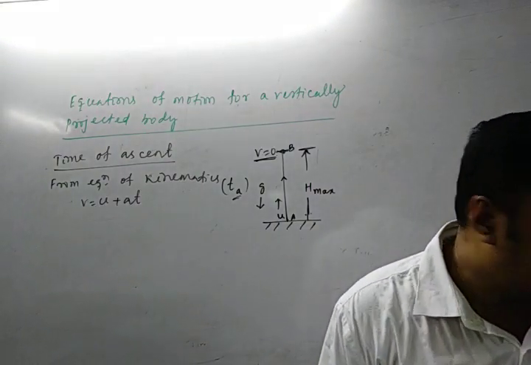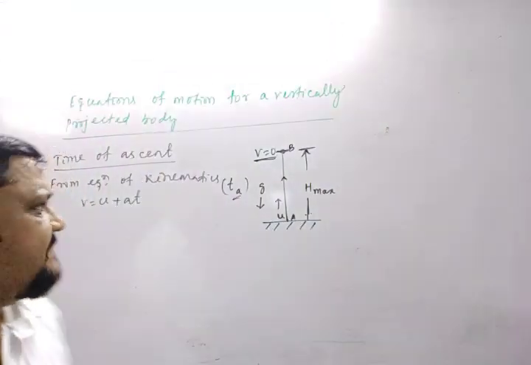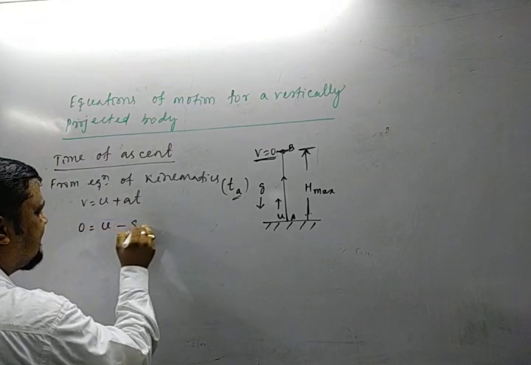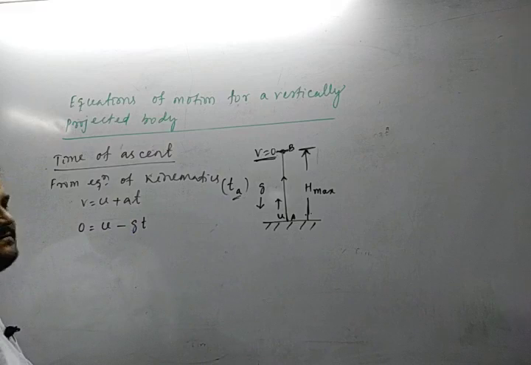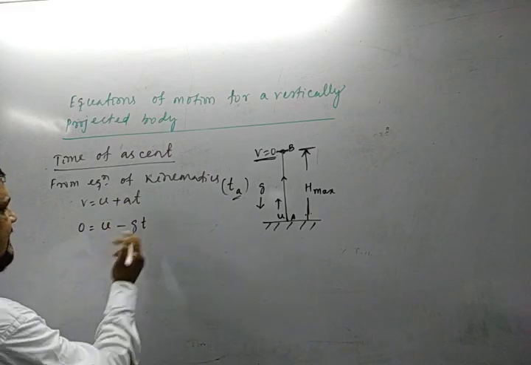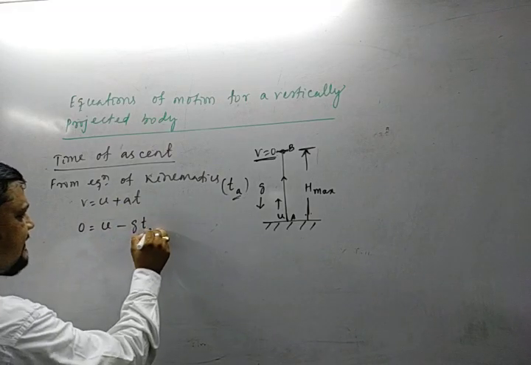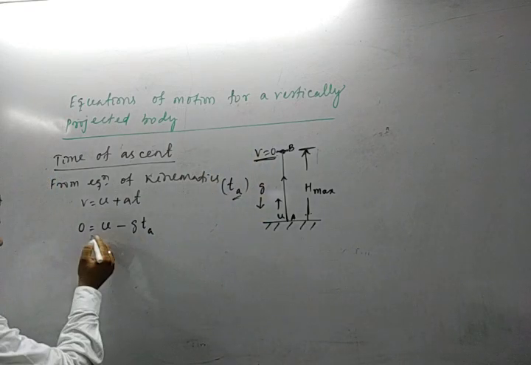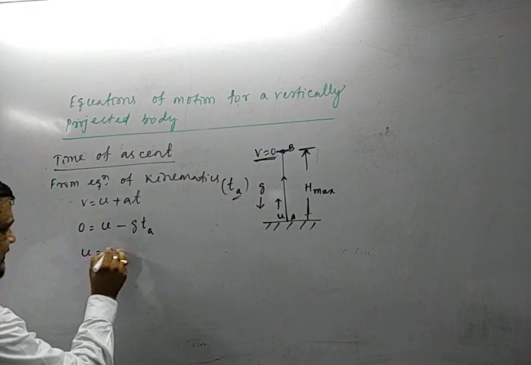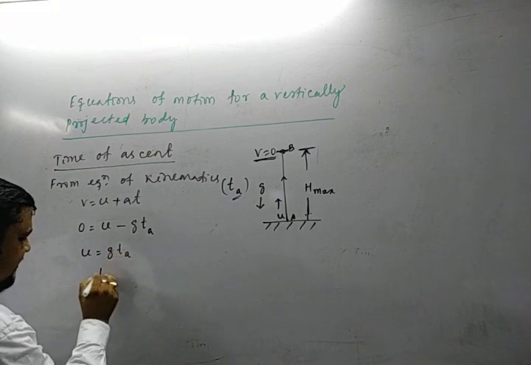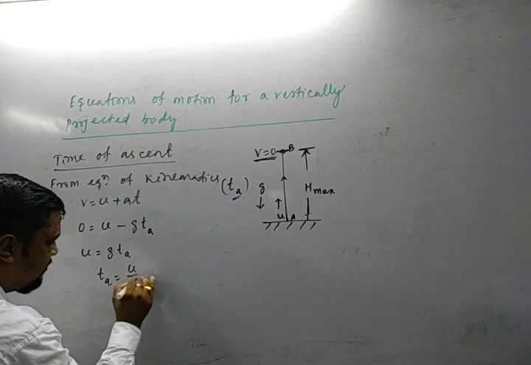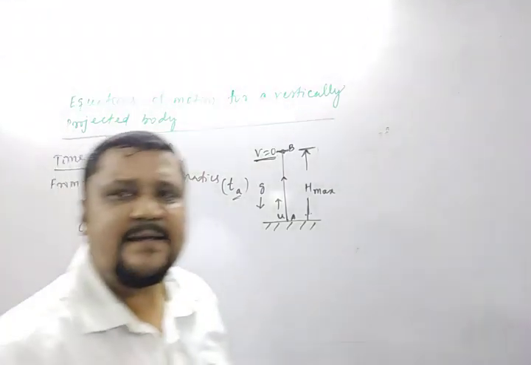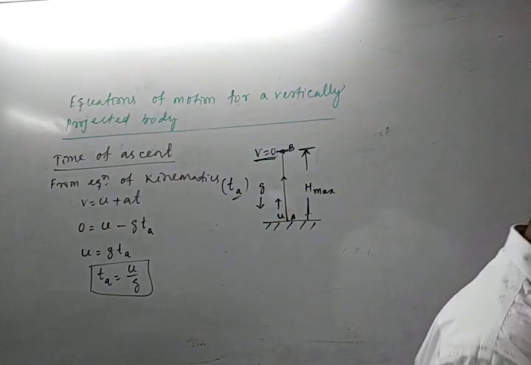So by using this equation of kinematics, what is your final velocity? V is equal to 0. U is obviously U. And what is a? A is minus g, because acceleration due to gravity is always minus g. So t is equal to TA. Time required is TA. So I can write this as U is equal to g TA. So TA, time of ascent, is equal to U by g. That is the time of ascent, U by g.